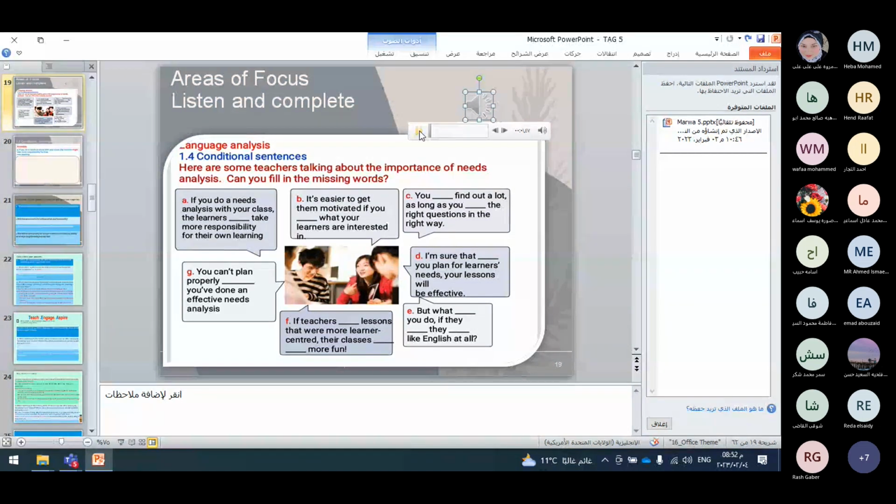1.5 Conditional sentences. Oh, if you do a needs analysis with your class, the learners might take more responsibility for their own learning.